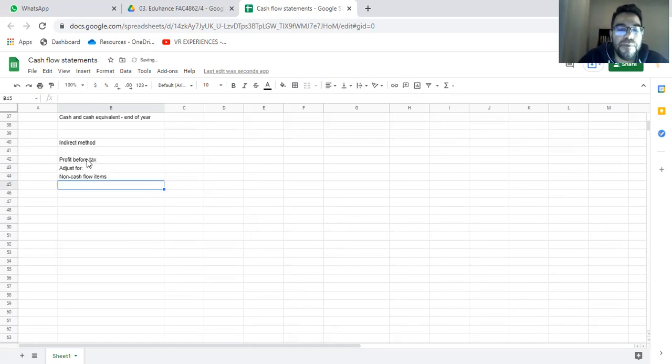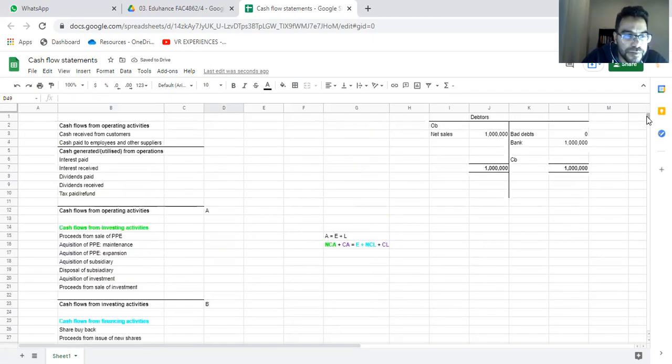The second is adjust for items disclosed elsewhere. Now, what do we mean by items disclosed elsewhere? Remember, we're trying to get to cash generated from operations. So items disclosed elsewhere is everything else.